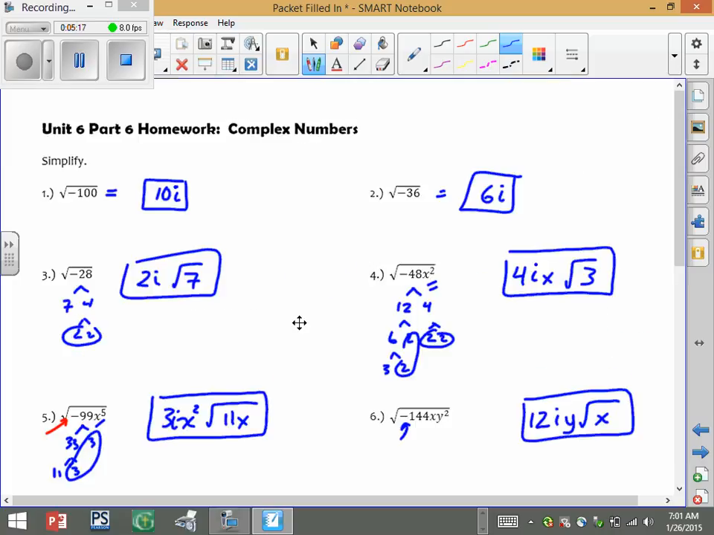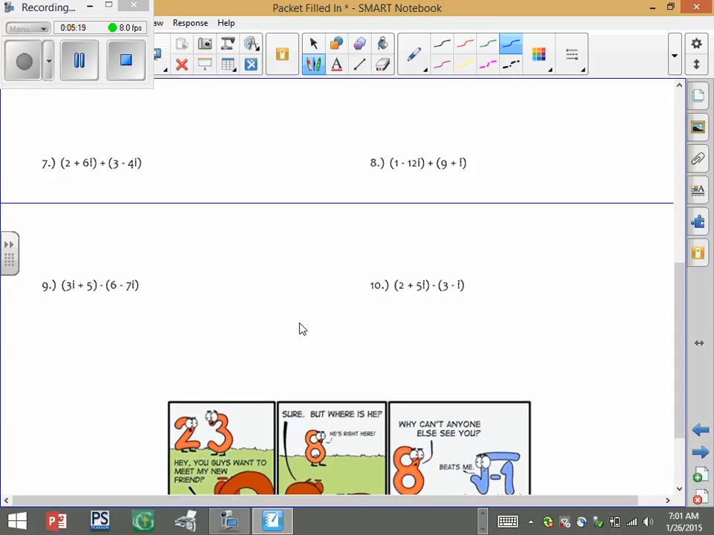So a couple other examples on the next page. So you have 2 plus 3 is 5. 6 minus 4 is 2. So 5 plus 2i. You have 1 plus 9, which is 10. Negative 12i plus 1i is minus 11i.